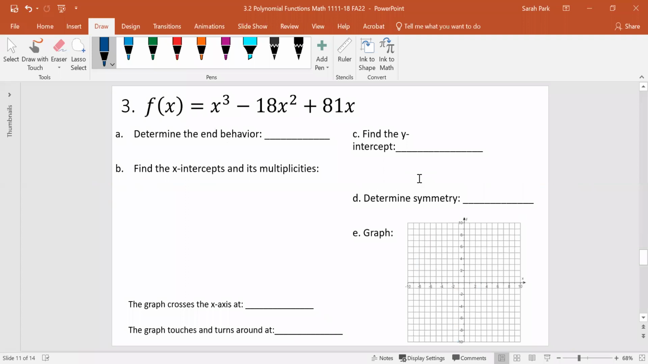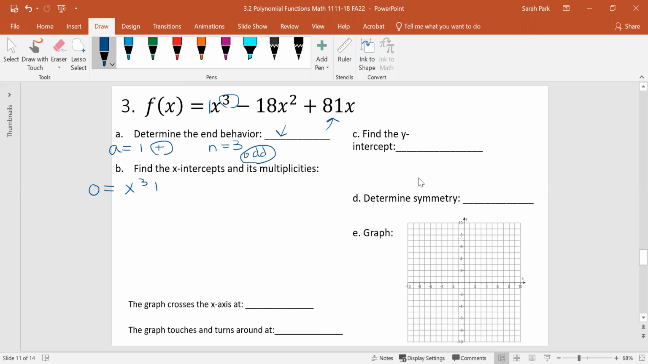We have x to the third minus 18x squared plus 81x. Same process, determining the end behavior. The leading coefficient is 1. So this is positive again. The degree is 3. And so we say this is odd. So if you have a positive leading coefficient and odd degree, again, it's going to go down on the left and up on the right. Finding the x-intercepts and its multiplicities, we're going to set the whole thing, the y value, equal to 0.